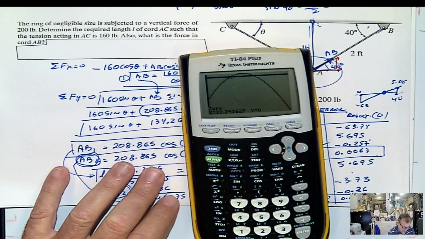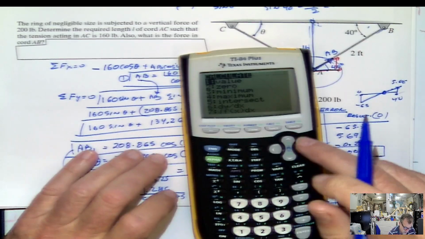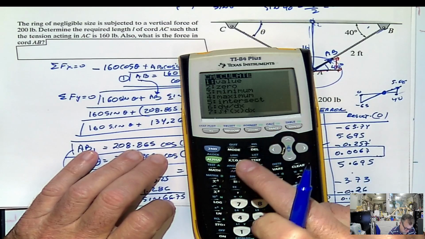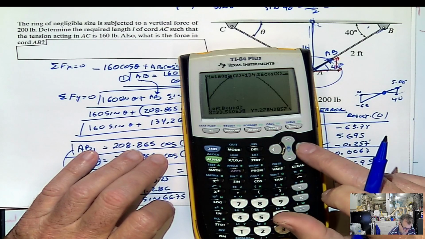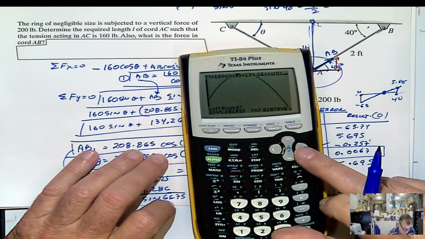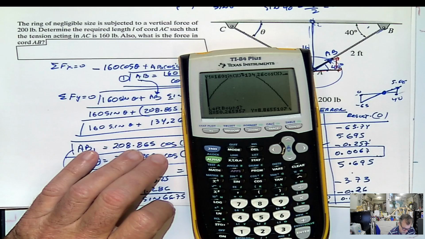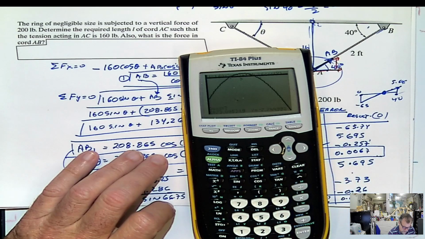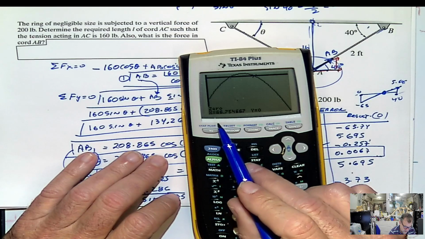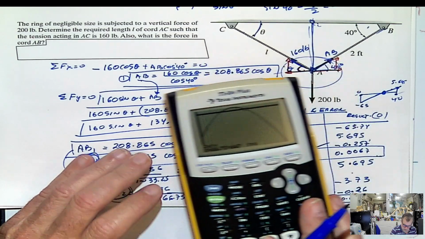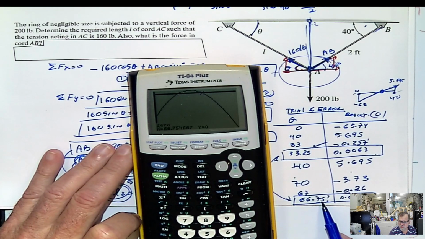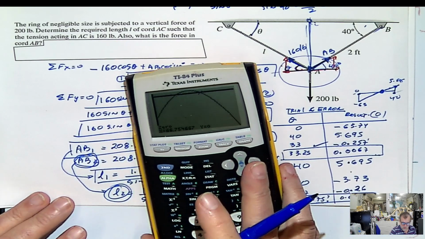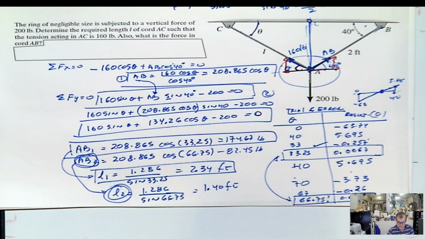Now for the next solution, same thing. You go to calc, go to zeros, and then you go slightly before, slightly after for the right bound. Any initial guess, and you get 66.754. 66.75 is the value that we got here. So that's another way that you could find those solutions also.